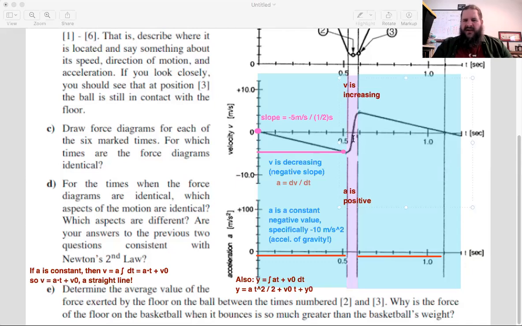And the velocity, it looks like it's not quite a straight line during this period of time, but I think we can probably approximate it as a straight line.